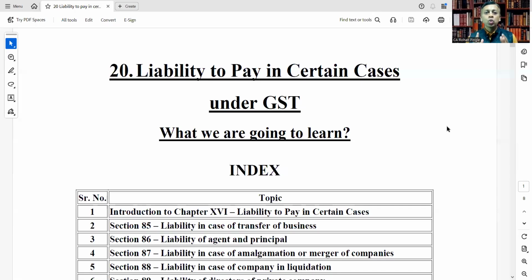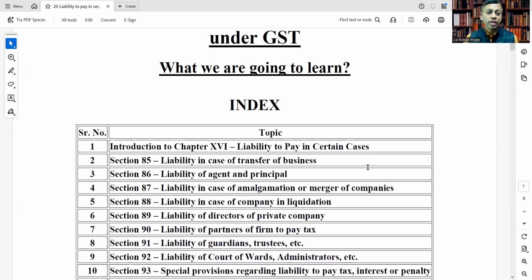And today is part 20 and we are going to discuss the topic liability to pay in certain cases. So let's dive into it. Today's topic is liability to pay in certain cases under GST. Very interesting. Stay tuned till the end. We will also learn conclusions that can be drawn from today's learning. So let's see what we are going to learn.